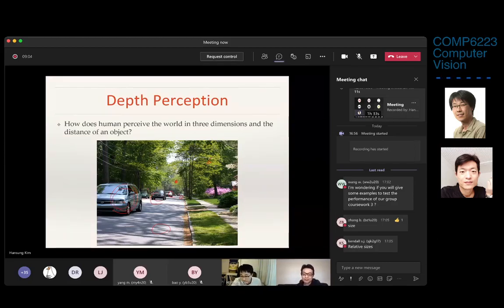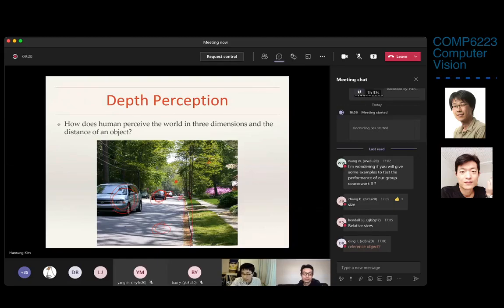For example, this car is occluded by this car, right? This car is hiding some part of this car. From this kind of relationship, you can see that this car is closer than that, right? And in the part of the road, okay, we assume that this road is straight, right?